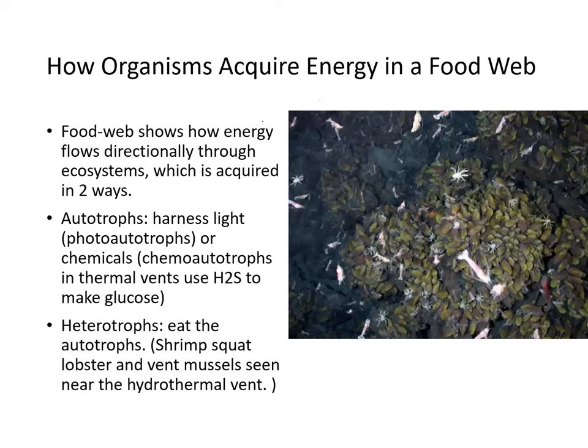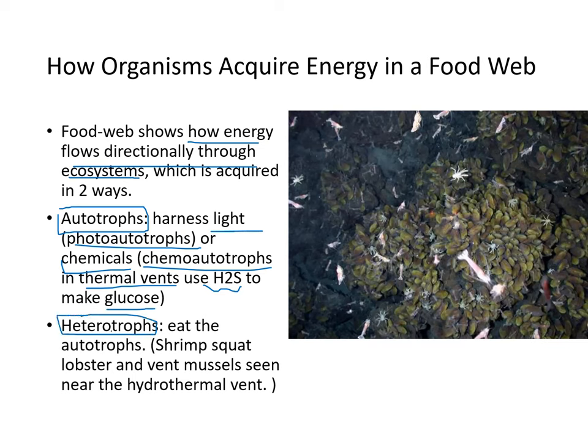So how does an organism acquire energy in the food web? A food web shows how energy flows directionally in the ecosystem, and it is acquired in two ways. One is by autotrophs, which harness light, photoautotrophs, or chemicals, chemoautotrophs, as in thermal vents that use hydrogen sulfide to make glucose. And then heterotrophs eat the autotrophs. Shrimp, squid, lobster, and vent mussels seen near the hydrothermal vent show an example of how this energy flows directionally through the food web.